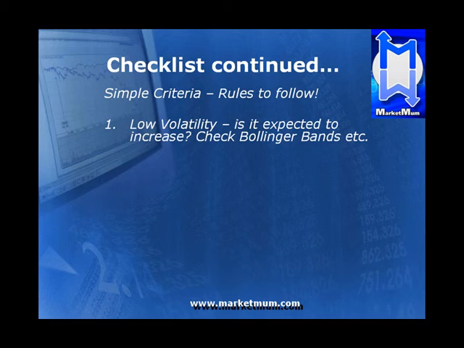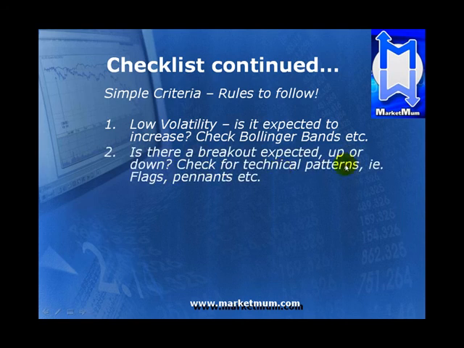So first of all, you want to check, is the volatility low? Is it expected to increase? And the way to do that is to check the Bollinger Bands, like I showed you, and check the ATR and see if it's trading in a range, and if the volume is low and things like that. And is there a breakout expected, up or down?